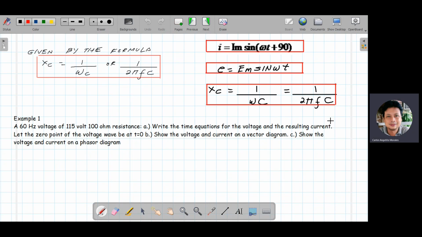So, sagutan natin na itong example 1 ay 60 Hz, voltage of 115 volts, 100 ohm resistance. A, write the time equation for the voltage and the resulting current. Let the 0 point of the voltage wave be at time t equals 0. So, ibig sabihin, nagdadaan siya sa 0, no? From 0 to 90 to 180 to 270 to 360.